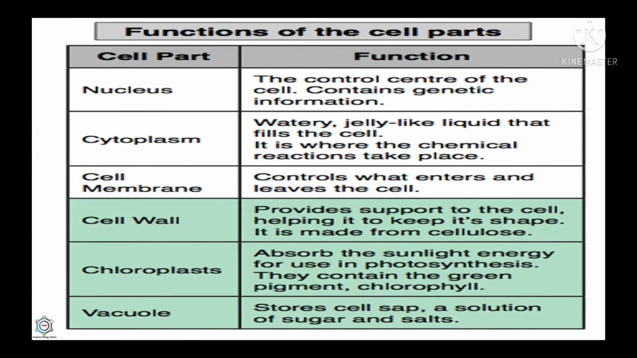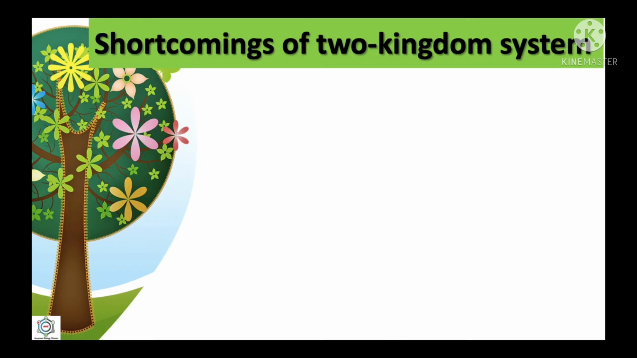Now, in case of functions of the cell, the animal cell cannot synthesize all the needed amino acids, coenzymes and vitamins. Animal cell can often contract and change form. Animal cell forms an amphiastral spindle and divides by cell furrowing. So this is all about the second kingdom, which is Animalia. Now, what are the shortcomings of the two kingdom system?